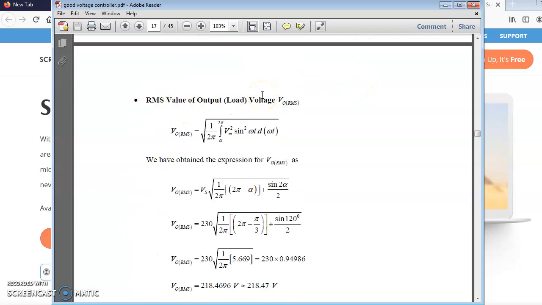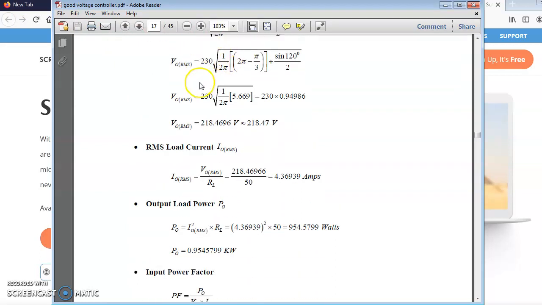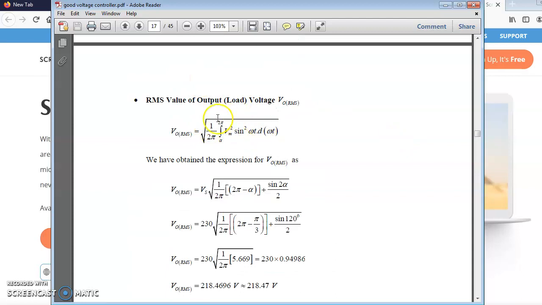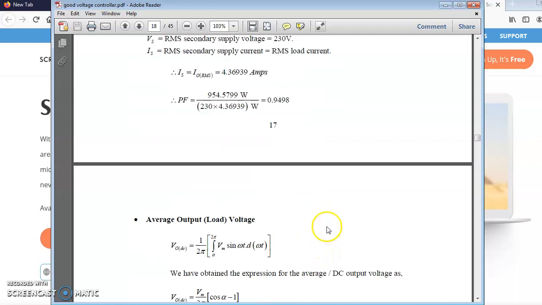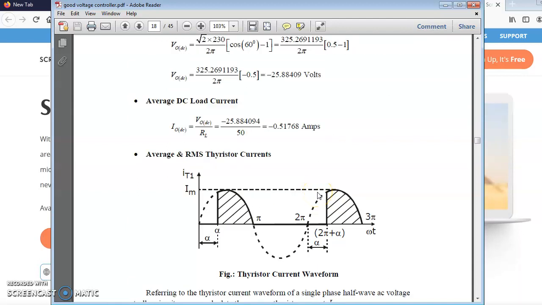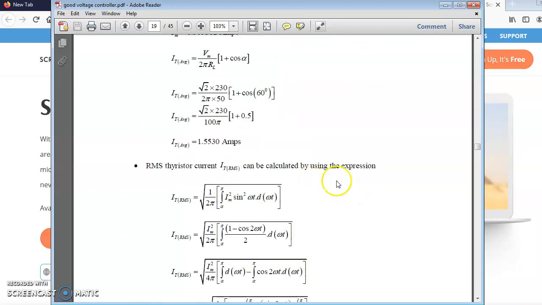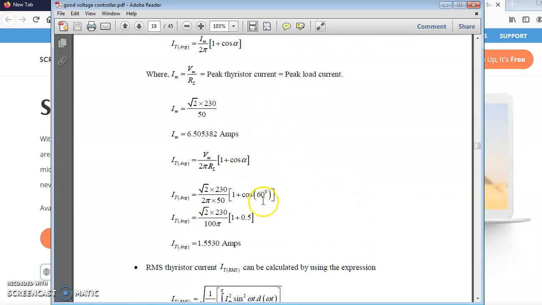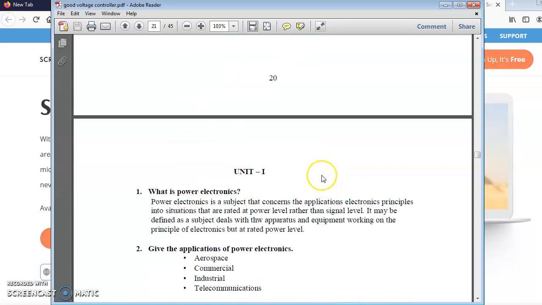The RMS value of the output voltage, we have already discussed its expression. We simply have to substitute the values into the formulas. All the formulas you should know, and by substituting the values you can find this. Wherever you have alpha, you have to put the value, alpha equal to 60 degrees, given for this particular problem. By this way you can solve it.